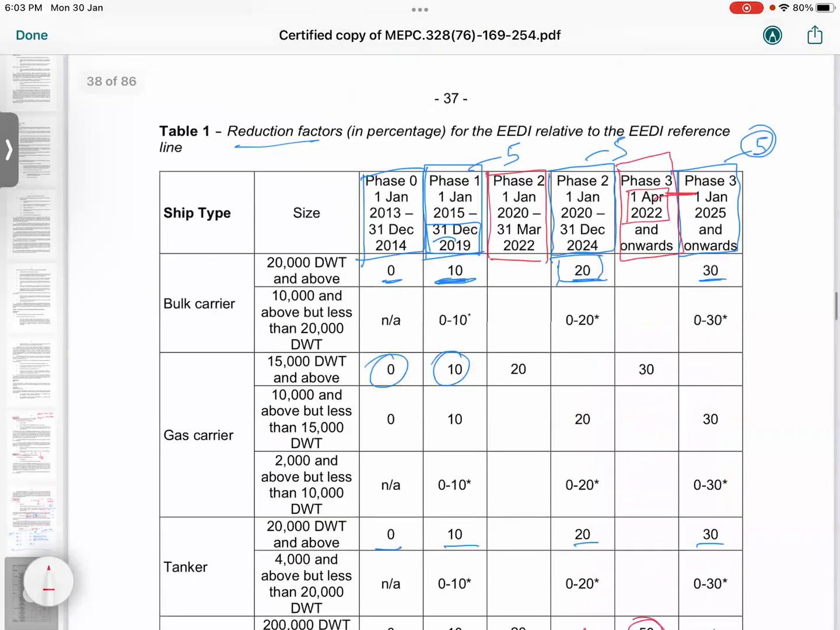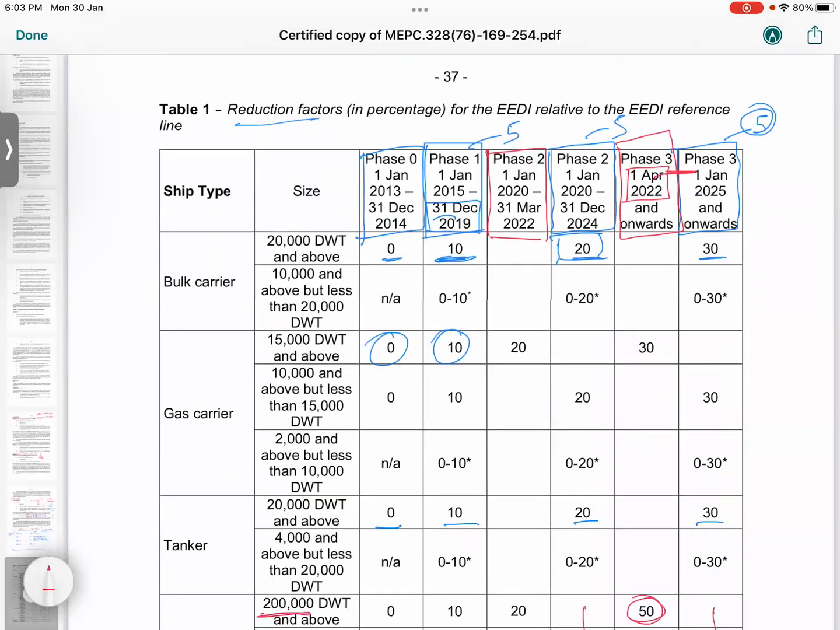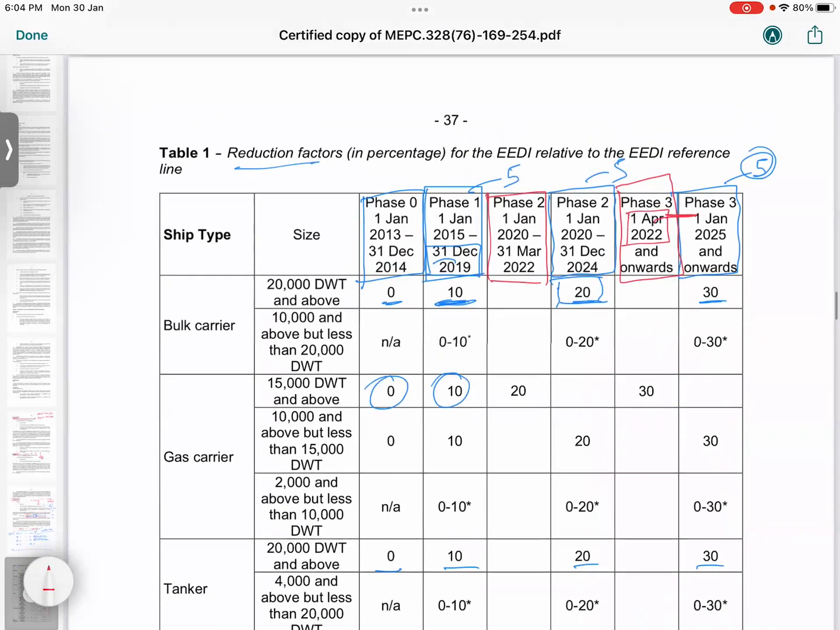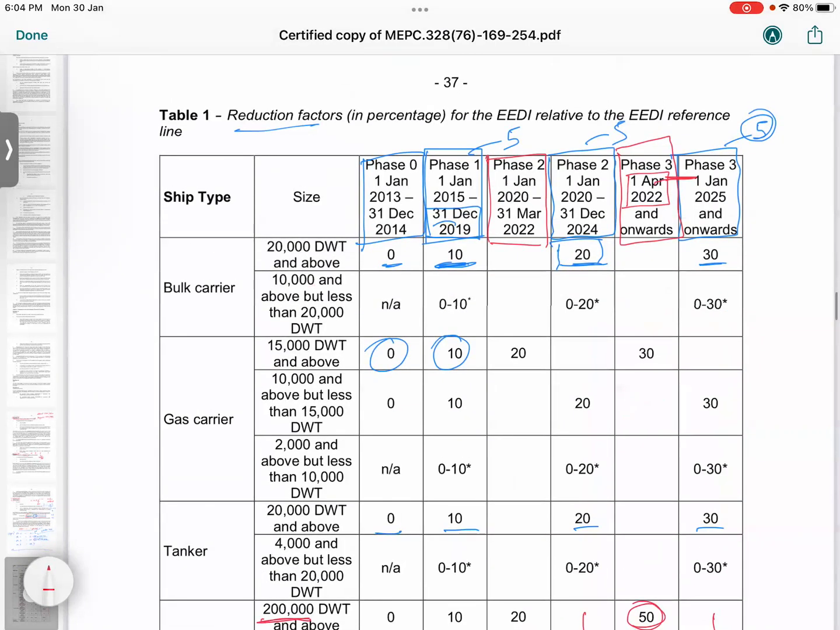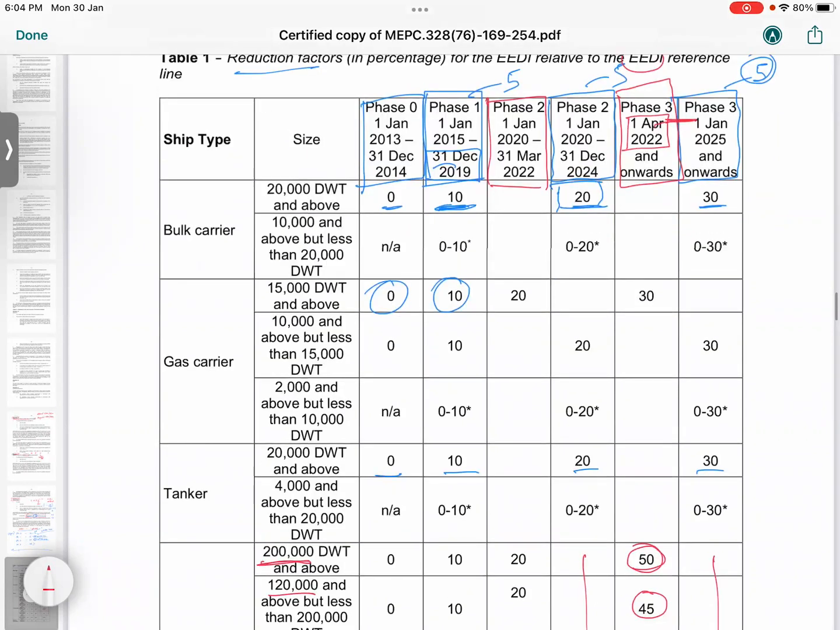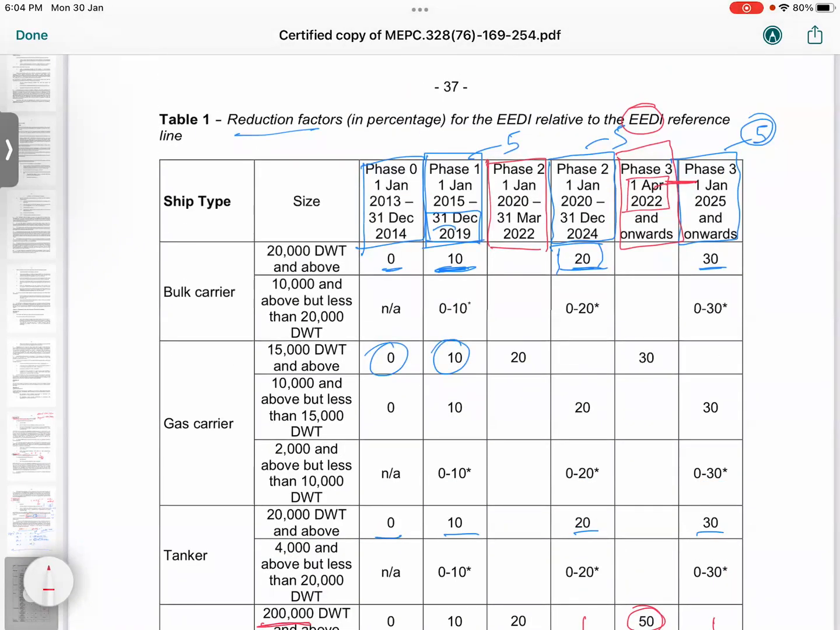So that is how you will get your EDI, means the reduction factor. Because this is important. EDI is most important. If you understand that, EEXI is just a cakewalk for you. And CII is also a cakewalk for you if you get EDI in detail.